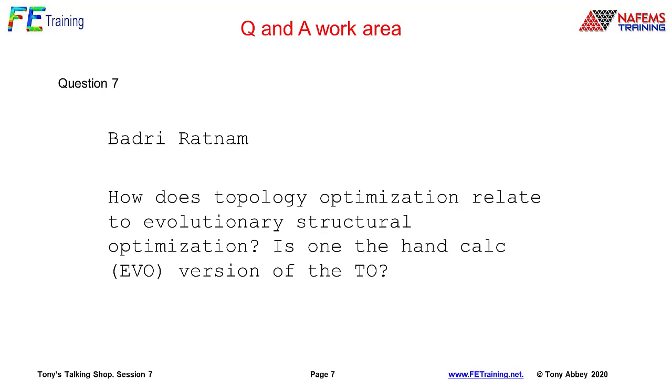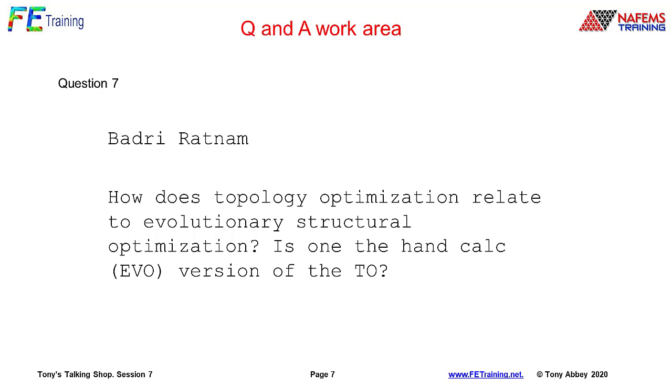Badri asked the question: how does topology optimization relate to evolutionary structural optimization? Is the one-hand calculation of evolutionary structural optimization a version of topology optimization? Yeah, you basically have evolutionary methods which tend to work directly on, in my course, fully stressed design. We work on stress, then we show that that's not a good thing to work on, so we actually look at sensitivity. So basically, if we remove material, does the compliance change? If the compliance doesn't change, then that's a great candidate to remove material. That we could call a direct evolutionary type of approach.